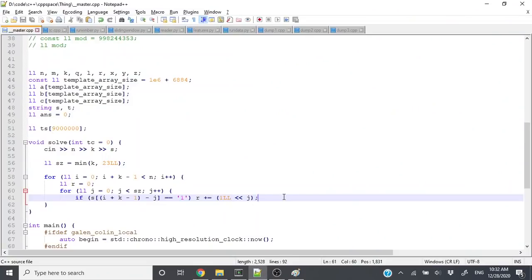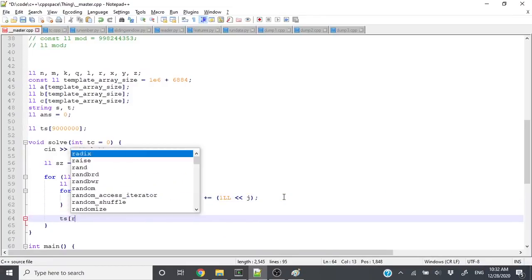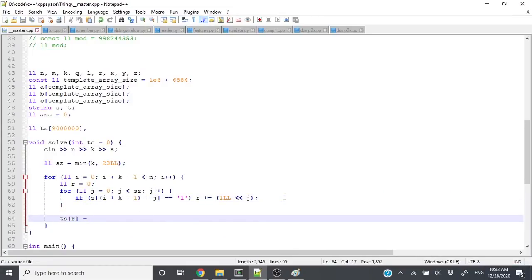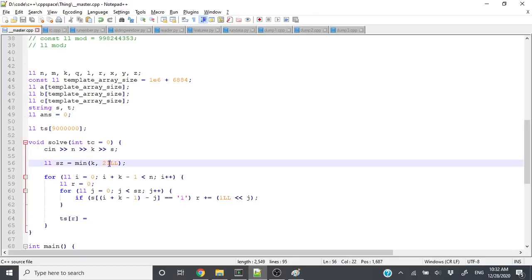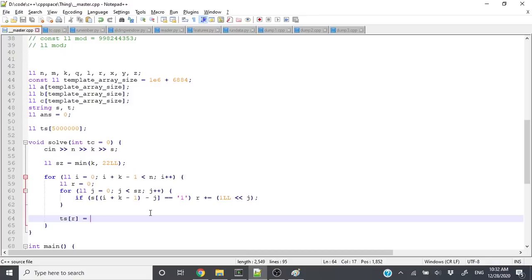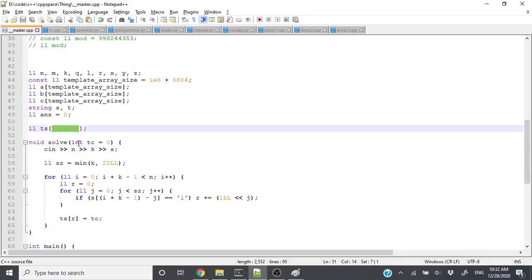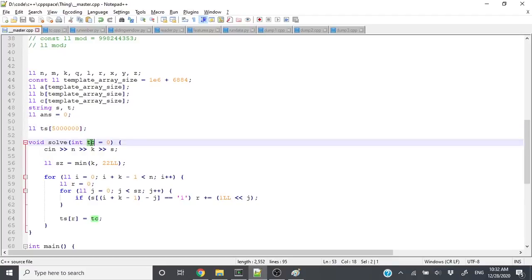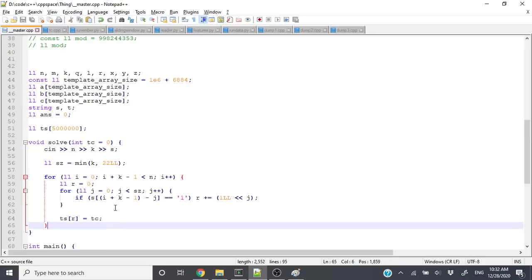Yeah, so it's fine. ts[r] is equal to... Actually, I don't even need nearly this many. Yeah, this is fine. ts[r] is equal to tc. That is, I'm using timestamps to make it so we don't have to reset the array every test case. It's like a visited array, except I'm marking it with the test case, so that if it's lower, then we know it hasn't been visited during this test case, which is what we're interested in.